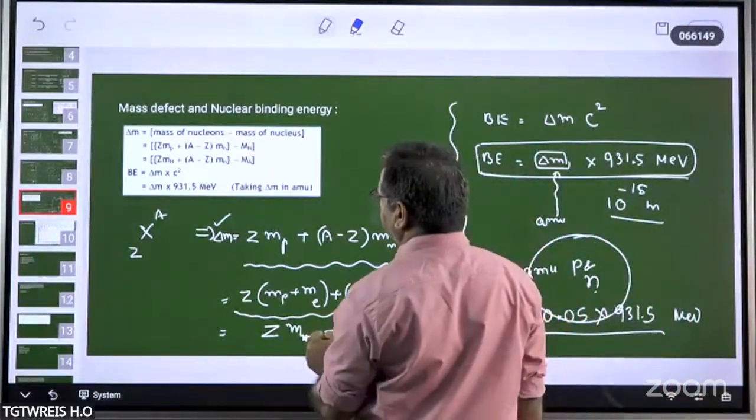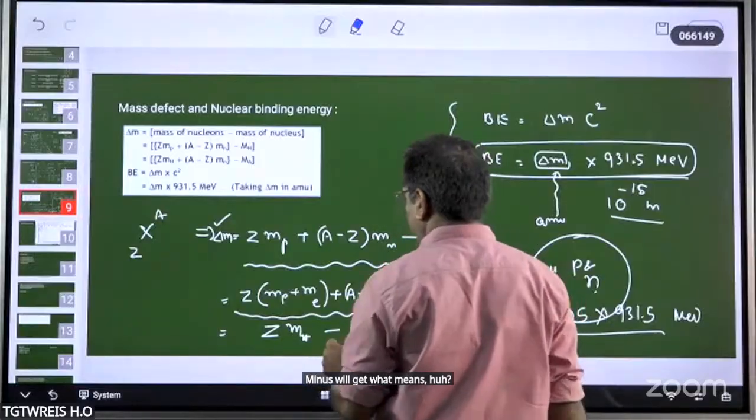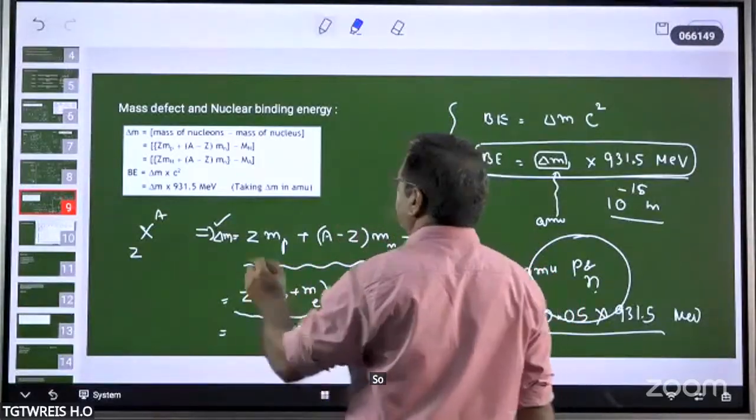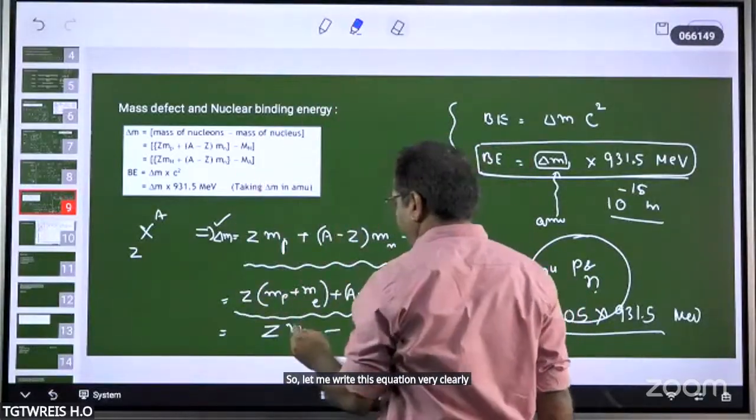Minus, you will get... So let me write this equation very clearly instead of writing in a zigzag way.